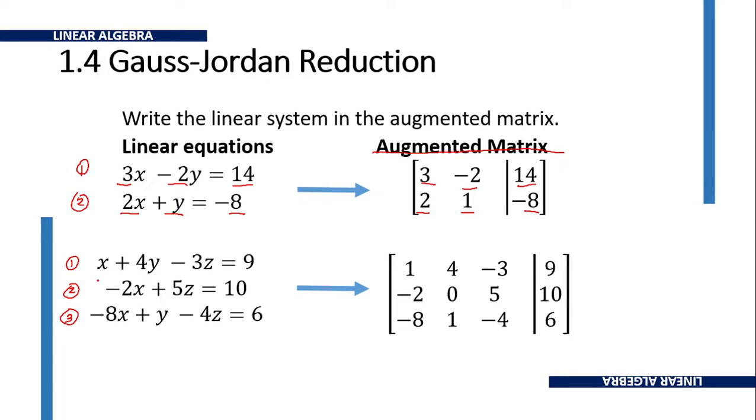Same as dito sa ating pangalawang example. So, we have x, we have 4y, we have negative 3z. So, we have 1, 4, negative 3, and we have 9. And hanggang sa mabuo natin yung mismong matrix. Okay, nagagamit natin para ma-solve, or para mahanap yung mga values nitong ating mga present variables. Okay, so that is the first step. From linear equations, gawin nating augmented matrix.